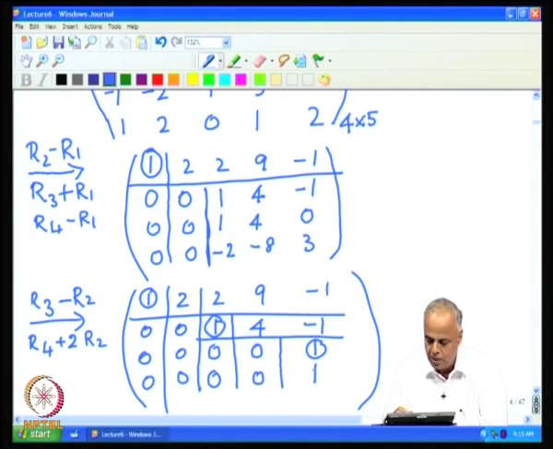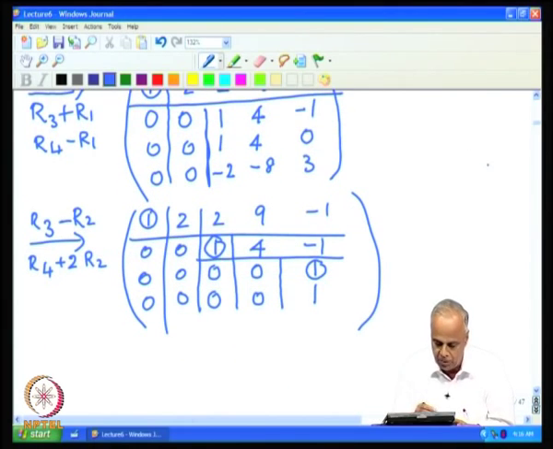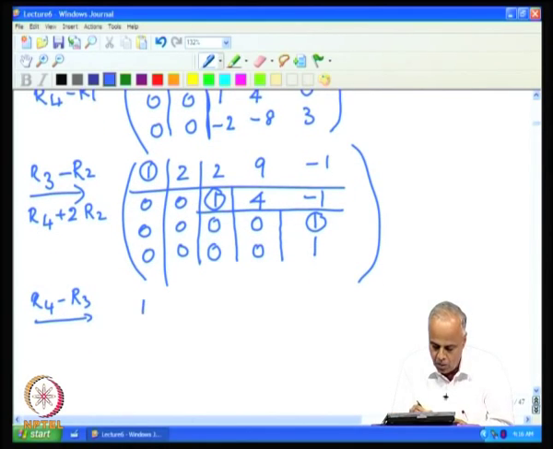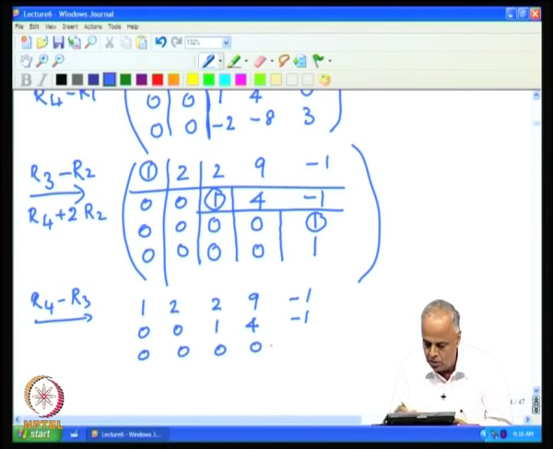These are all the pivots. We already have the 1 at the top, and now we have to clean up, we have to make the 1 below that to be 0. To that we simply subtract the third row from the fourth row, then we get 1 2 2 9 minus 1, 0 0 1 4 minus 1, 0 0 0 0 1, 0 0 0 0 0.